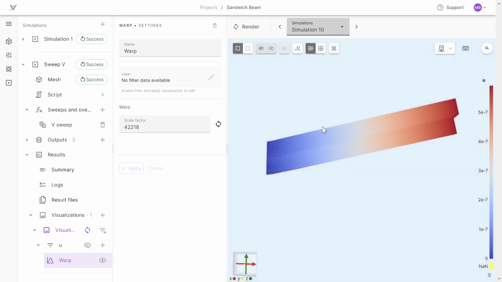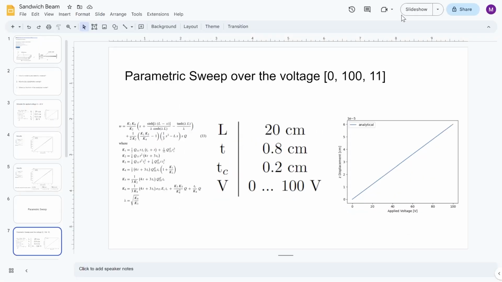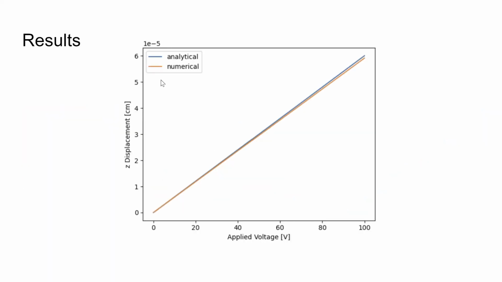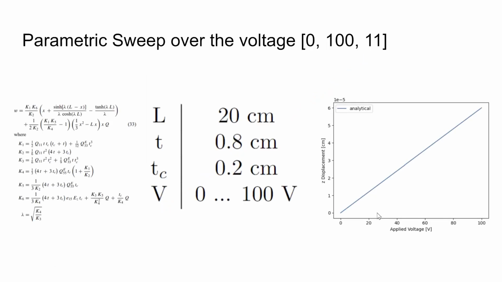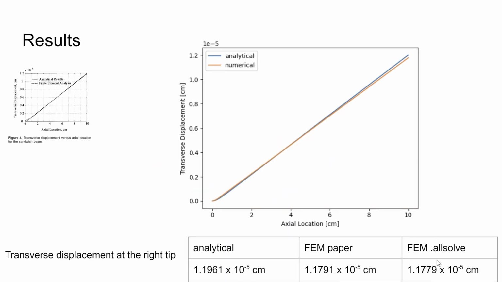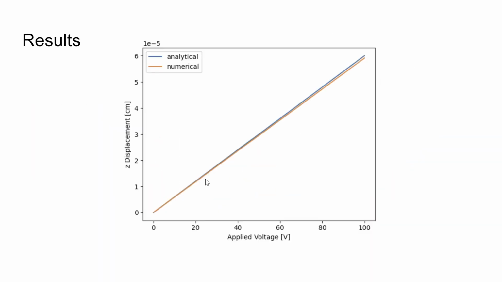Okay, so if we change back to the slides, I again saved the results, and now I plotted the final displacement of the right tip of the beam over the voltage. So actually like this final number, but now over the voltage for the 11 simulations that we ran. And we can see again there's a good agreement with the analytical solution.